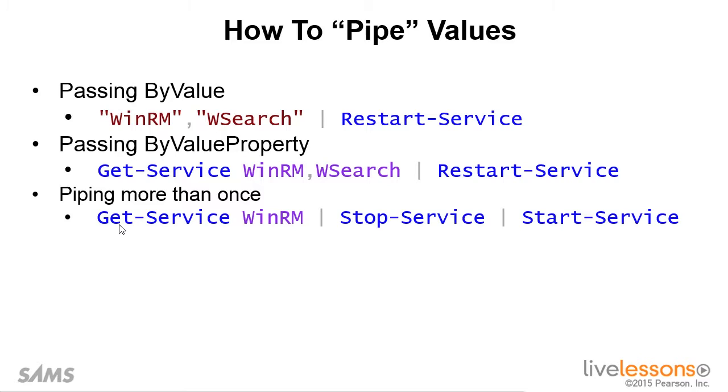When you're piping things, you can pipe them more than one time. So you will see in this next example that we are taking the Get-Service WinRM and piping it to a Stop-Service and then piping it again to a Start-Service. Even though we are duplicating the functionality of the Restart-Service cmdlet in 3 commands, this is possible.